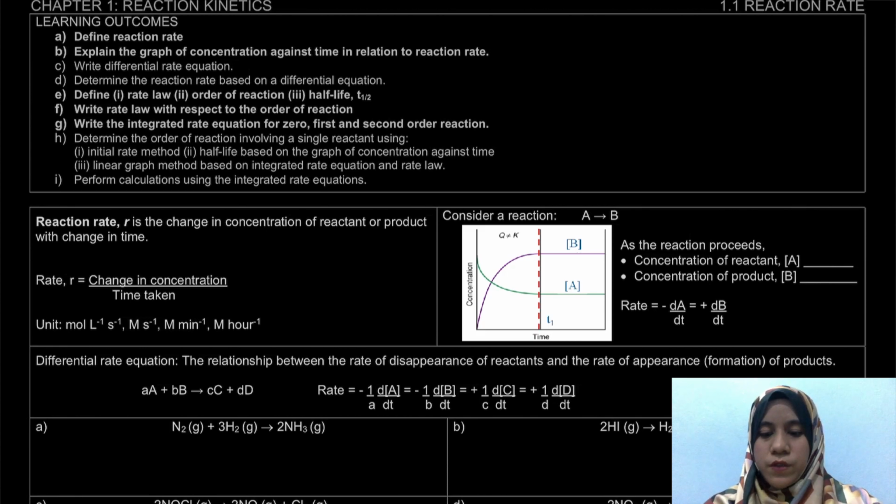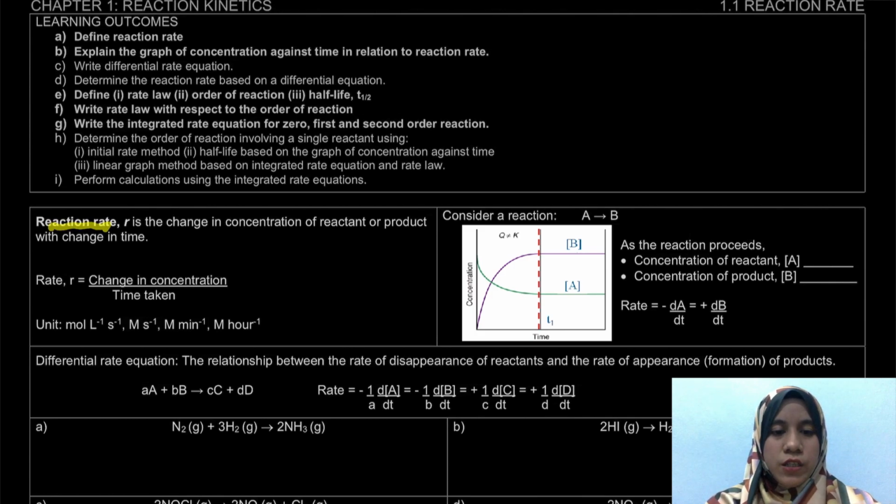Okay, so in this video, what we're going to learn is subtopic 1.1, reaction rate. Specifically, we're going to learn to define the reaction rate itself, explain the graph of concentration against time in relation to reaction rate, write the differential rate equation, as well as determine the reaction rate based on a differential equation. So what is actually reaction rate?